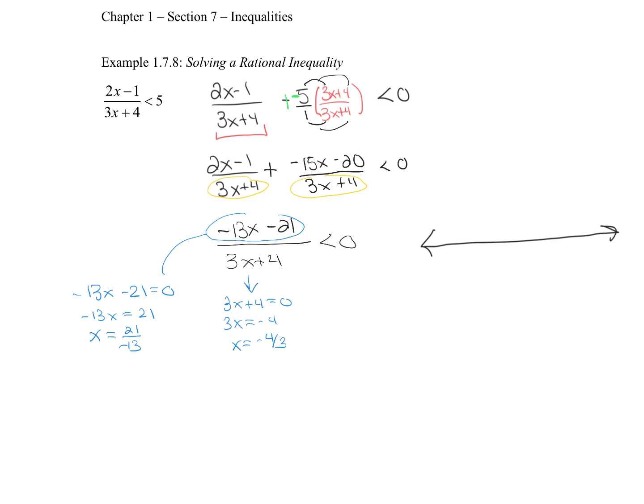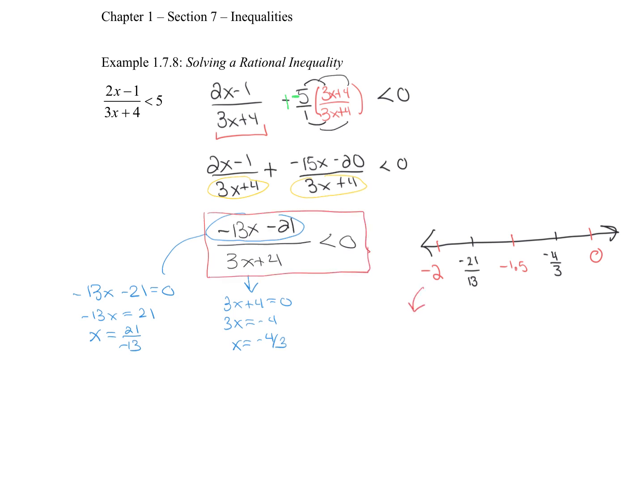On my number line, -21 over 13 is smaller than -4/3, it's -1.6 and some change, because -4/3 is negative 1.3 repeating. The numbers I can pick: this isn't quite negative 2 because 13 times 2 is 26, so I can do negative 2. And here I can do negative 1.5. And over here, let's pick 0. I'm plugging these into this right here and comparing.